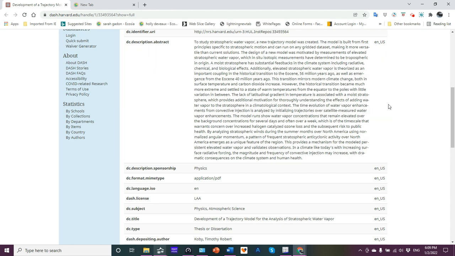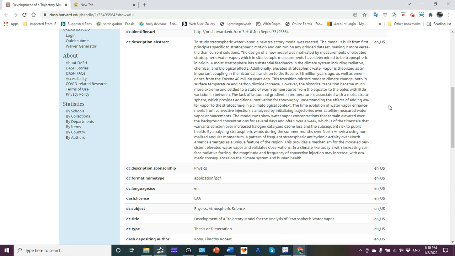The time evolution of water vapor enhancements from convective injection is analyzed by initializing trajectories over satellite-measured water vapor enhancements. The model runs show water vapor concentrations that remain elevated over the background concentrations for several days and often over a week, which is of the time scale that warrants concern over increased halogen-catalyzed ozone loss. Halogen is a reference to the family of chemicals that includes bromine, iodine, chlorine, fluorine, astatine, etc.